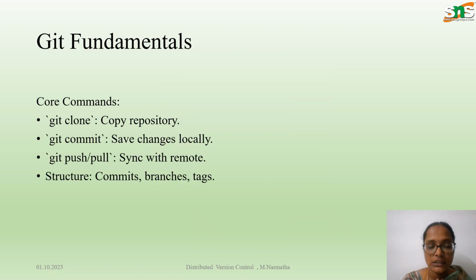Git fundamentals: here we have Git commands, the basic commands we are using. Git clone means copy a repository. If you want to copy a repository, we use git clone. Git commit means you want to save the changes you have made to your program, so there you give git commit. Git push and pull are for syncing with a remote. If you want to sync with your remote location, we use these. Here we have structures like commit, branch, tag. This is the structure followed in Git.